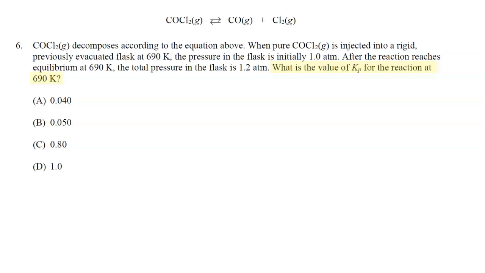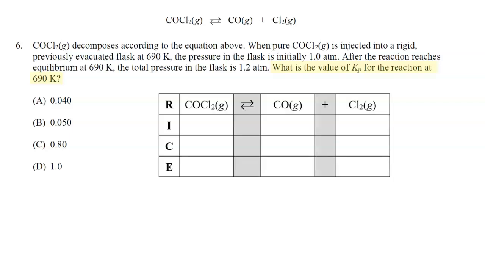So a good strategy for answering this question is to create a rice table, and we'll fill in the rice table with as much information as we can based on the given information. So it tells us that pure COCl2 was injected into a rigid, previously evacuated flask. So that means that at the very beginning, the initial pressure in the flask, which is 1 atmosphere, would be the partial pressure of the COCl2. They don't mention anything about adding the products, carbon monoxide or chlorine, so we can assume that their initial partial pressures are 0.